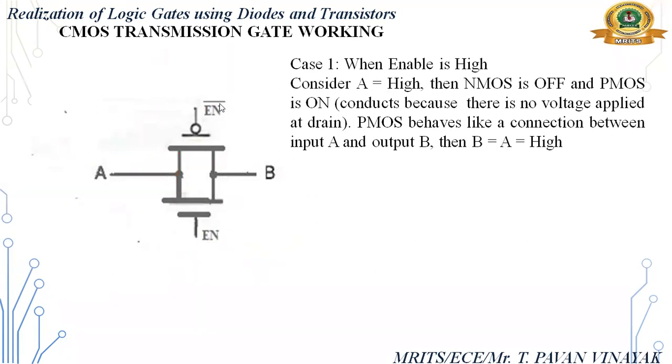Same when enable is 1 and enable bar is 0, and A is equal to 1. NMOS will be off, PMOS will be on. Then current flows from A through PMOS to B. Again we get a path. So whenever enable is high, we transmit information from A to B. When A is 1, it goes through the PMOS direction. When A is 0, it goes through the NMOS direction. But information is transmitting from A to B. That is called transmission path using CMOS.